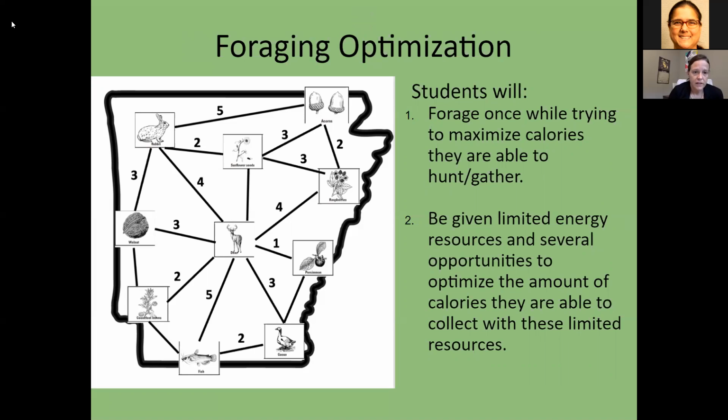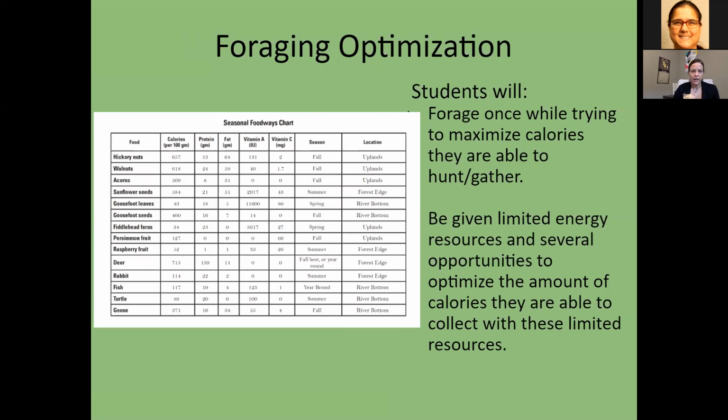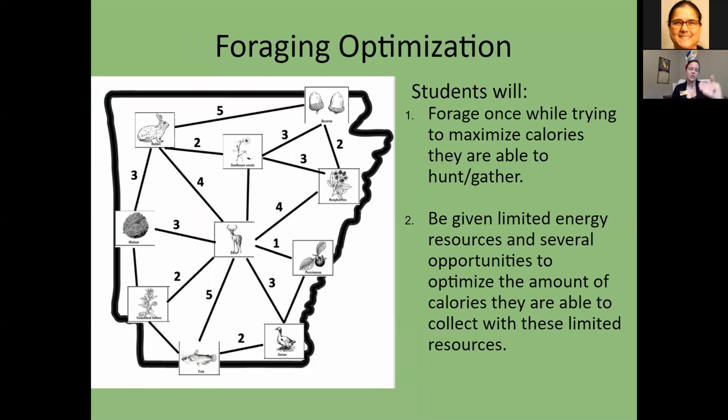So for the first round of activities, students will pick a starting point. If you want to have them randomly pick a starting point or assign different starting points, that's completely up to you. And then they try to determine pathways across the state to gather as many calories as possible. Students are also provided a chart that shows them the number of calories associated with each wild food resource. So they would be tracking the amount of calories that they're gathering. So for example, per 100 grams of rabbit, it's 114 calories. To get to the acorn, it is 5 units of energy, and the acorns provide 509 calories per 100 grams. So students are going to be consistently tracking the energy expended and the number of calories that they have been able to hunt or gather.